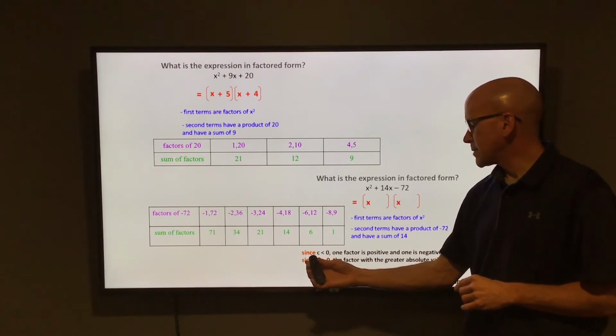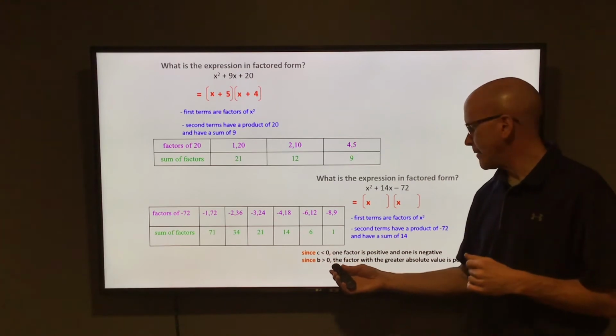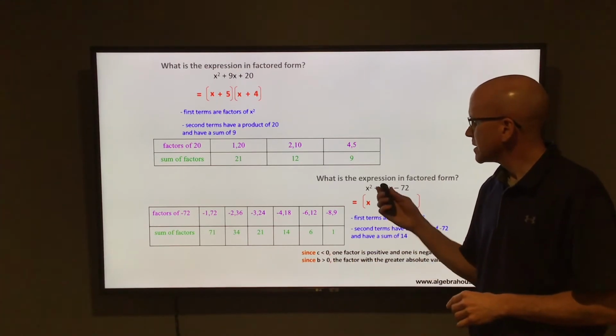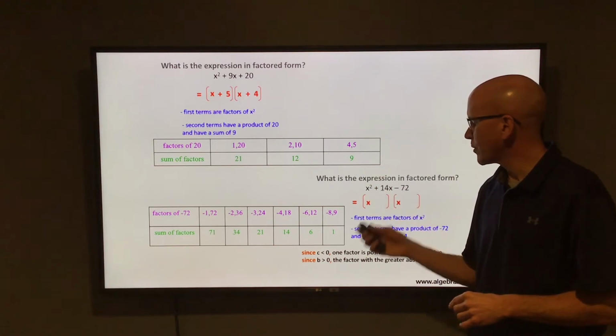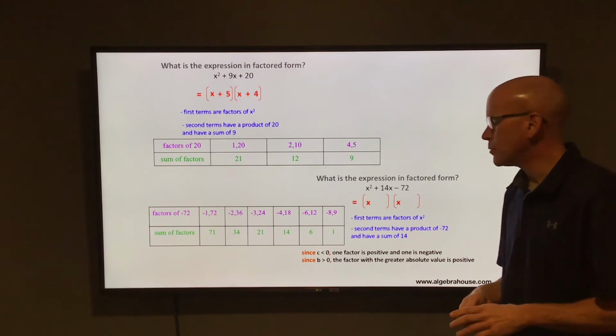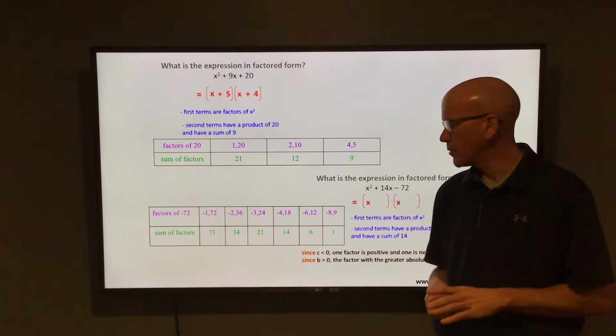And again, since C, that last term, is less than 0, or in other words, it's negative, one factor will be positive and one will be negative. Since this middle coefficient, this 14, is positive, the factor with the greater absolute value is positive. That's a little bit confusing. We'll try to make it a little bit more simple.